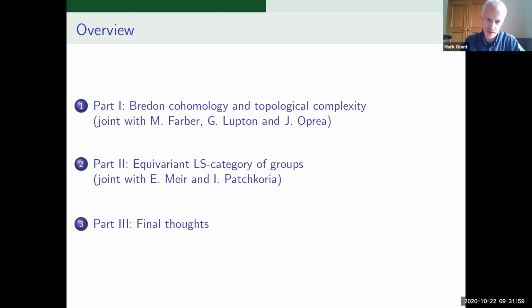I wanted to talk about this because the protagonists are all here. Also, I haven't had a chance to talk about it at many places before, but it compares nicely with the next part of my talk, which is doing the same thing, but for the equivariant LS-category of groups with operators. So I'm going to present the work done in collaboration with some colleagues in Aberdeen, Ehud, Meir, and Patchkoria. And then I'm going to end with some fairly speculative things which popped into my head this summer, and I haven't had much time to think about since.